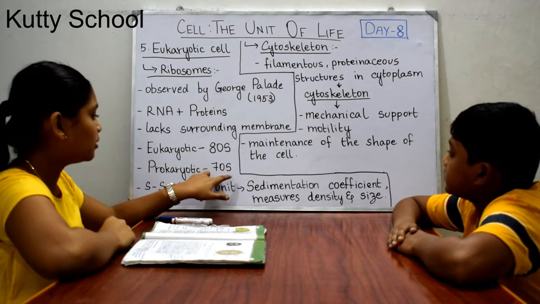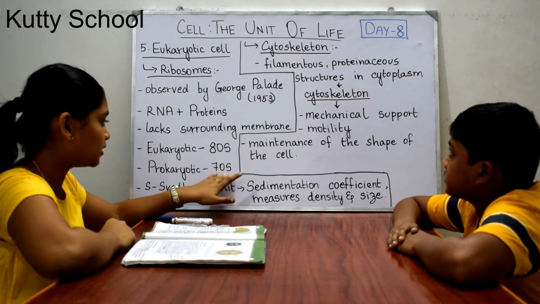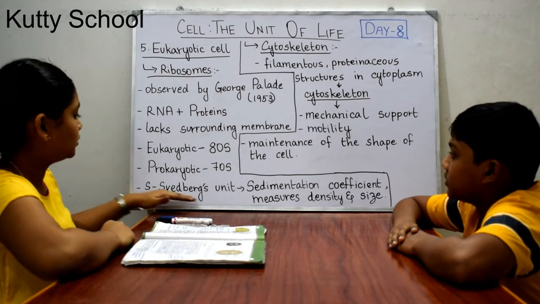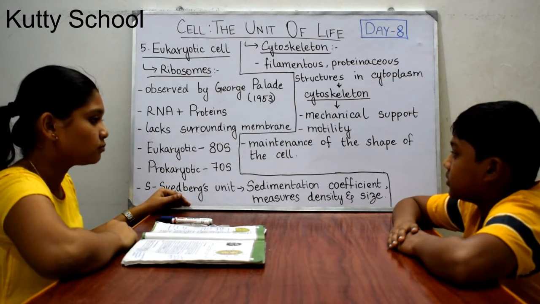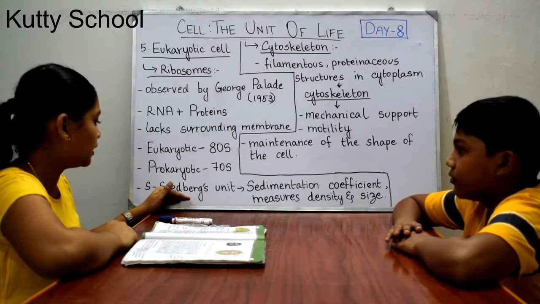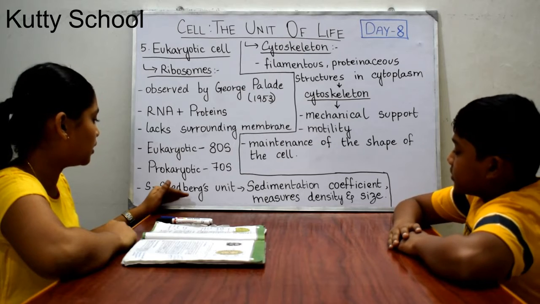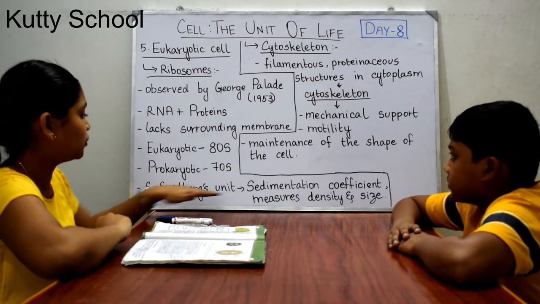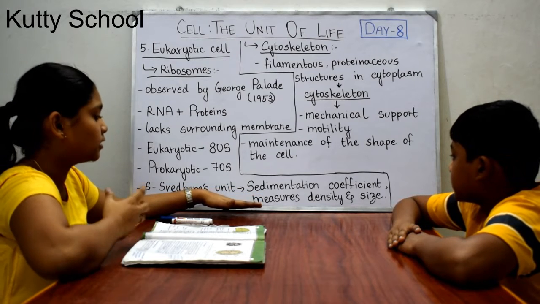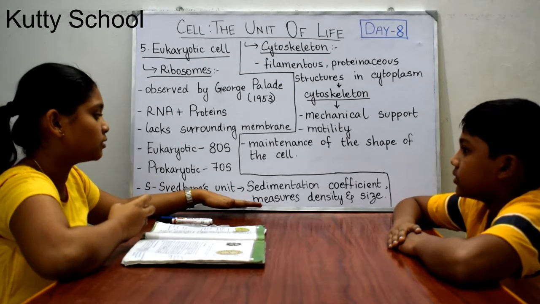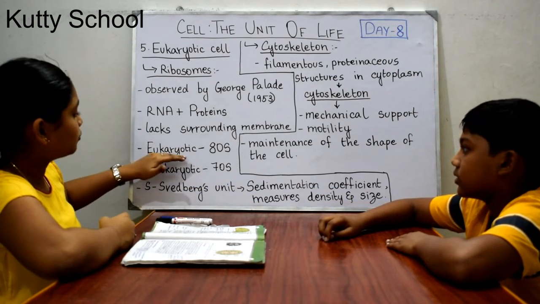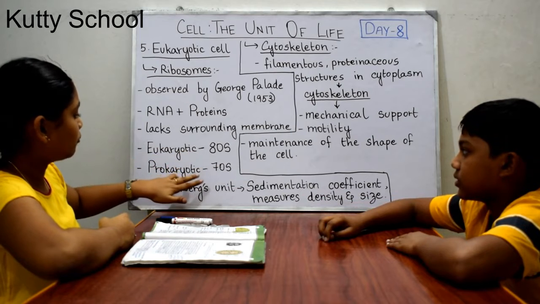So what is this S? It is nothing but Svedberg's unit. Svedberg is a person, and he discovered this, so we have kept his name as Svedberg's unit. It is nothing but the sedimentation coefficient, that is, it measures density and size. According to the density and size, it is 80S for eukaryotic and 70S for prokaryotic ribosomes.